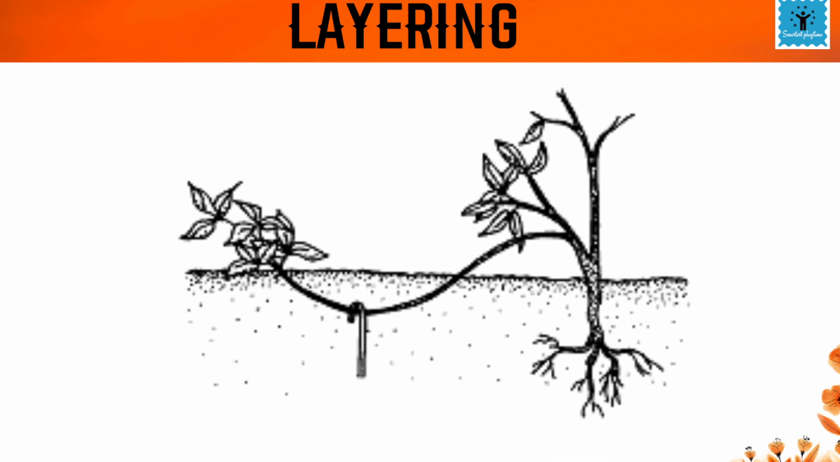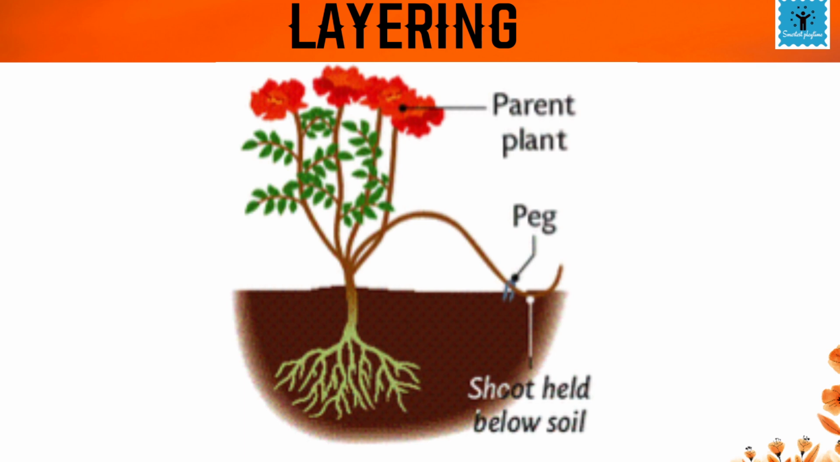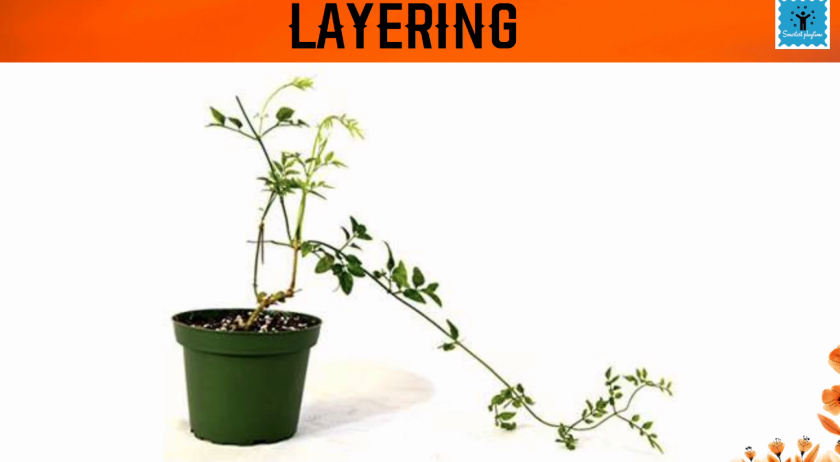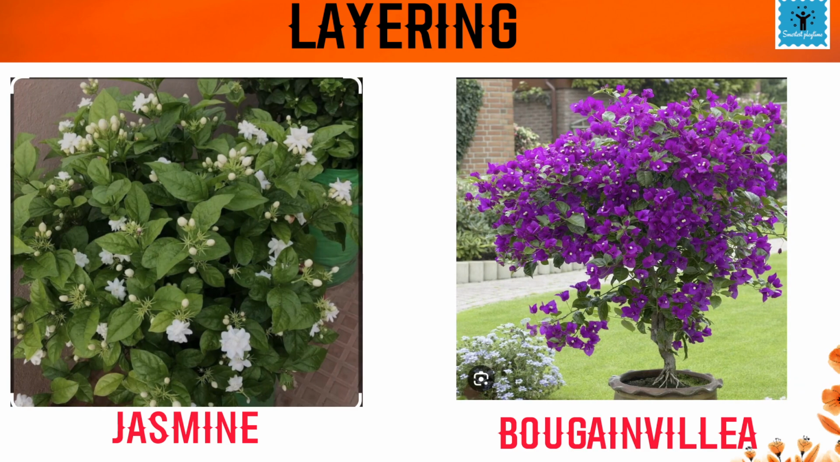Second method is called layering. In this process, the lower branch of the plant is bent towards the ground and covered with moist soil. The tip of the branch comes out of the soil. After some days, the roots are developed. The branch is cut and allowed to grow in a new place. Young stems that can be bent easily without any injury are preferred. Jasmine and bougainvillea can be propagated by this method.